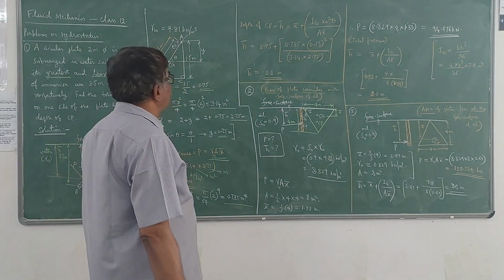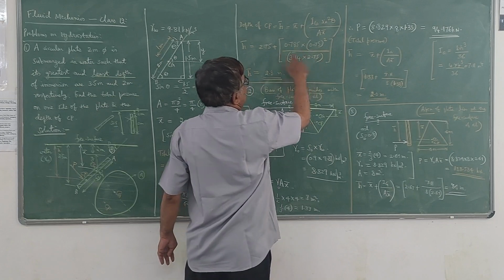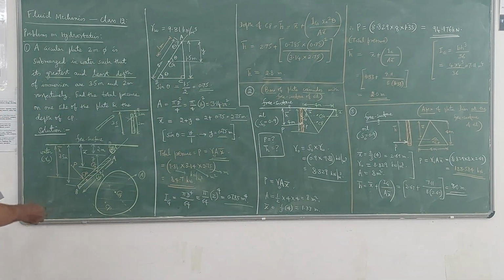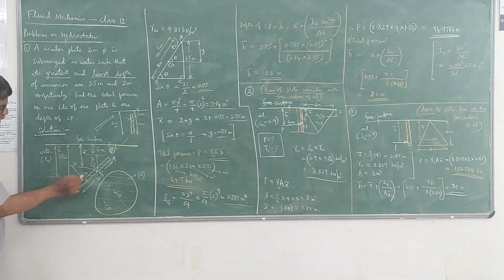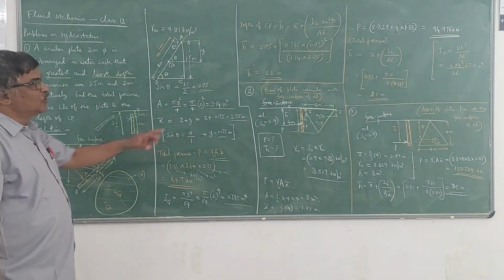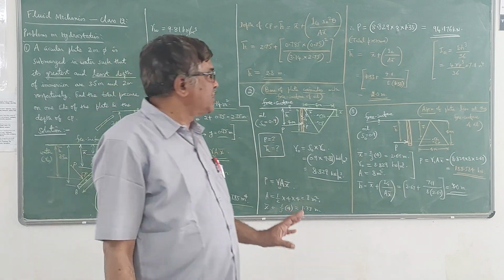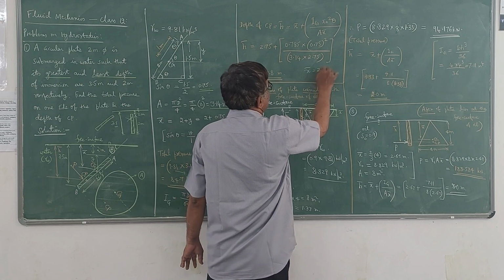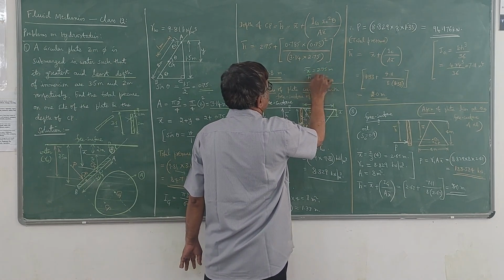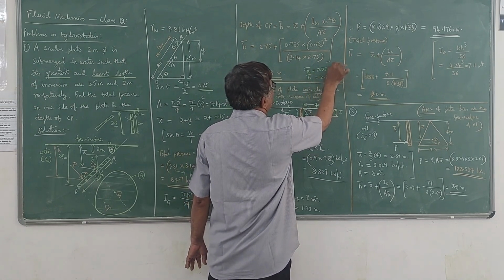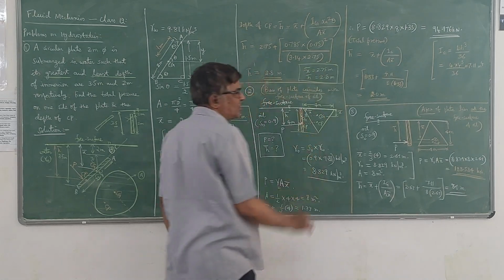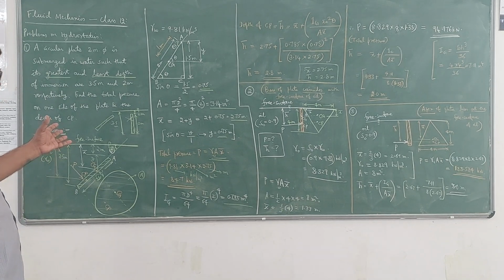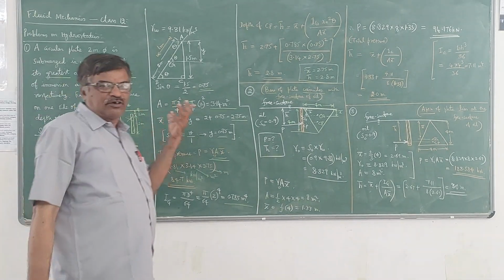Now once you get this value of Ig, substitute here and simplify. You will get h bar, that is depth of center of pressure, from here to here. The value is 2.8 meters. You can observe here x bar is 2.75 meters, whereas h bar is 2.8 meters. That means the center of pressure always lies below the center of gravity. H bar is always greater than or equal to x bar. So this is how we can calculate the total pressure and center of pressure.